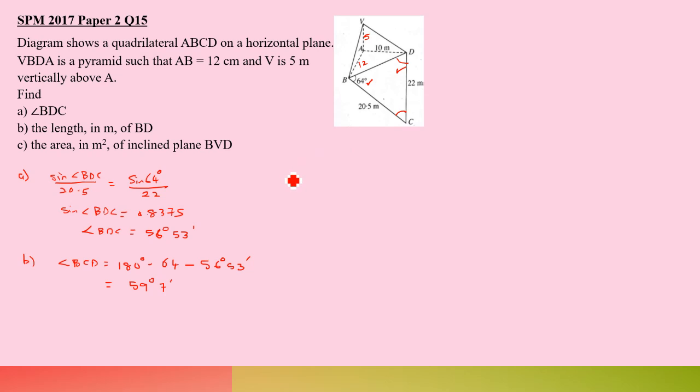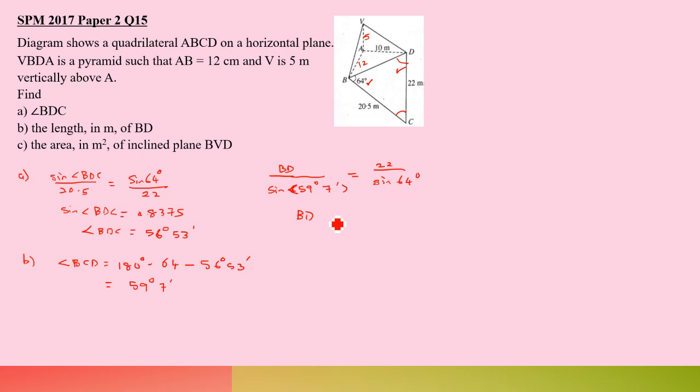So we have BD, you want to find BD, and the angle here will be sine of this angle, sine 59 degrees 7 minutes, equals to the ratio. You can use any other side. The easiest is the one given to you. So you have 22 and sine 64 degrees. Remember, it's always the opposite. Okay, from here, bring it across and use your calculator.